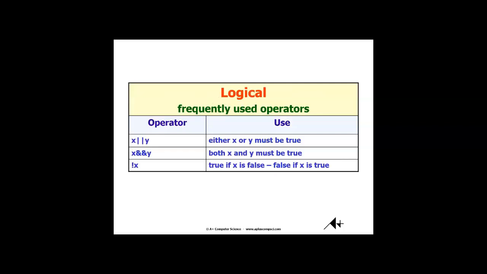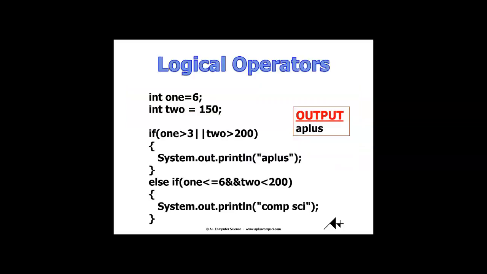Logical operators. You've got or, and not. With or, either one of the pieces attached to the or part of the condition, if either one is true, it's true. So in this case, I'm checking to see if 1's greater than 3, that can make it true, or if 2 is greater than 200. In the code that we have here, 1 is equal to 6, 6 is greater than 3, that's true, it's going to print out A+. If 1 was 2, 2 is not greater than 3, then it would go and check the condition to see if 2 was greater than 200, and as 2 is 150, that would also fail. And so it would not print A+ in that case. And we're going to check this out in just a few minutes when we get to the code.